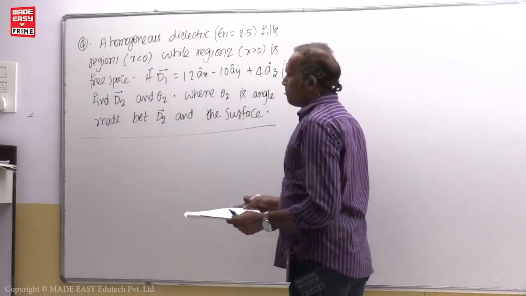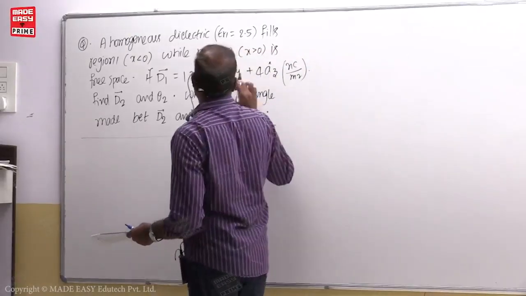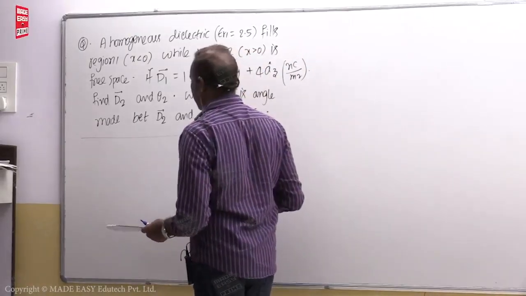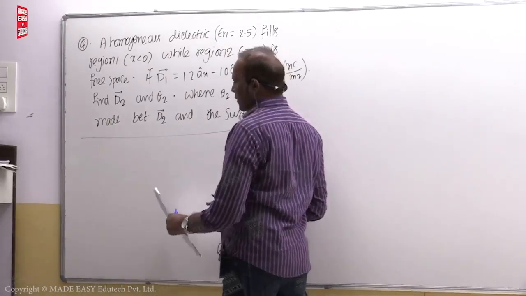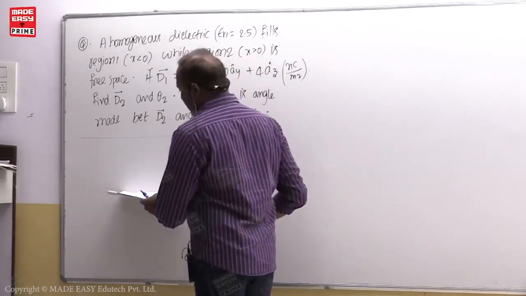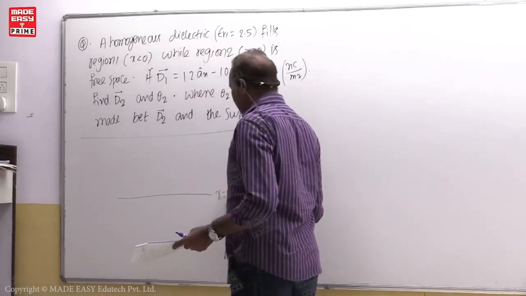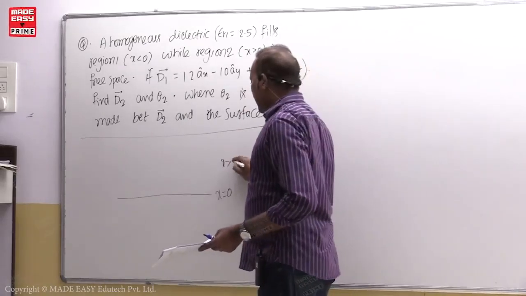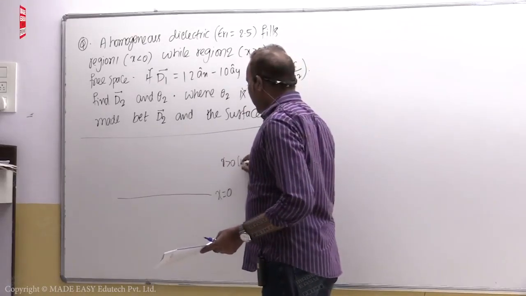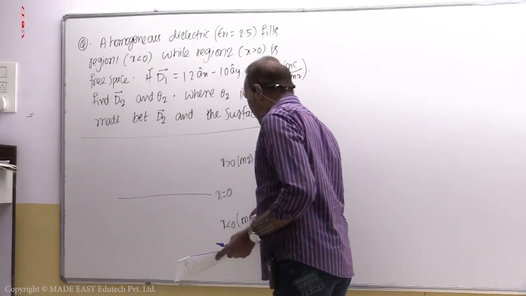For example, let us take a boundary surface like this. He has given the x equal to 0 surface. You can take it like this also or like this also, it doesn't matter. So if you take the boundary surface like this, let us call this the x equal to 0 boundary surface. Now let us say this is x greater than 0, so here medium 2 is there, and for x less than 0, medium 1 is there.